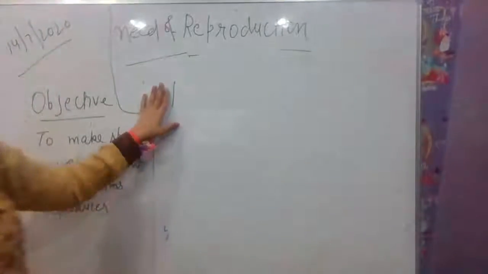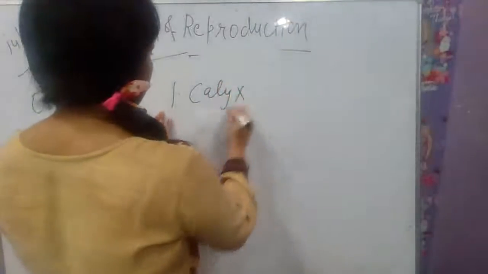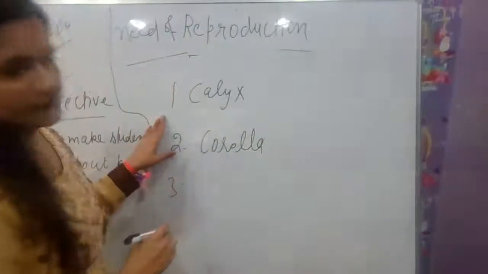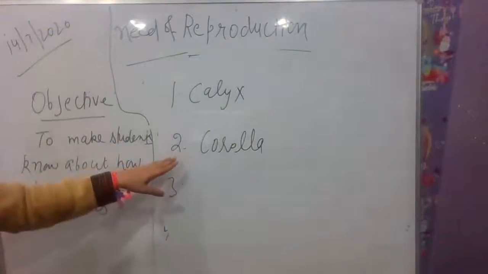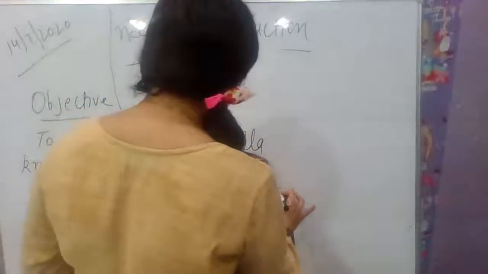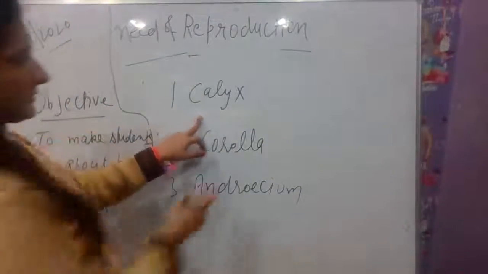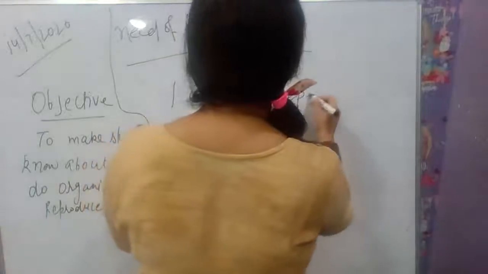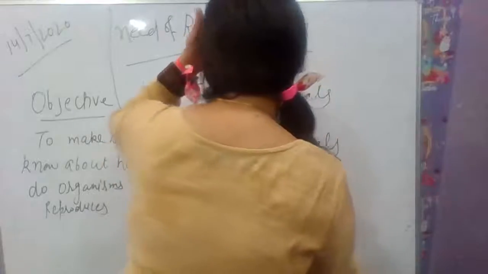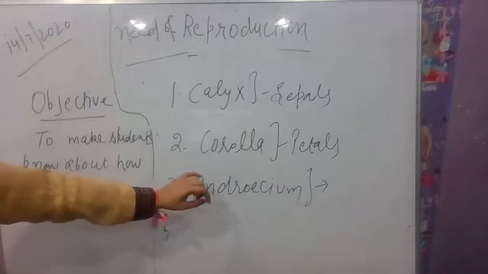Hanji, what are the different parts of a flower? Calyx, Corolla. ठीक है बेटा? Androecium. Calyx is also called sepals. Corolla is also called petals. Androecium, it is a male reproductive part. It is also called stamen.